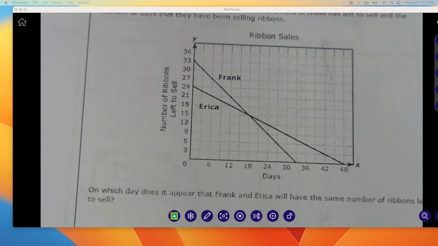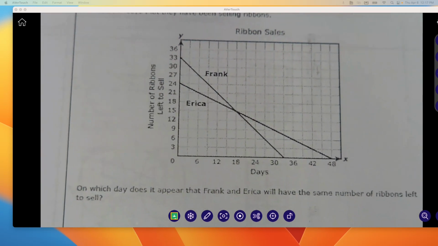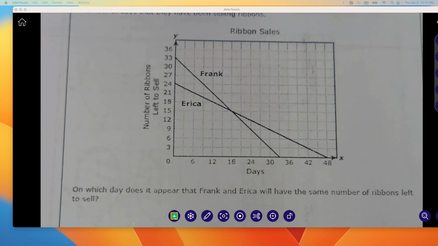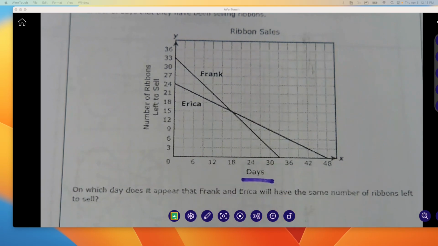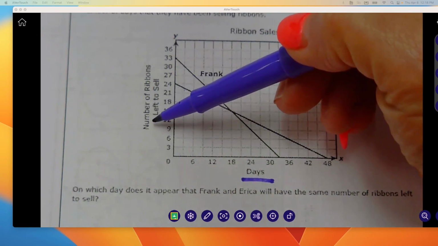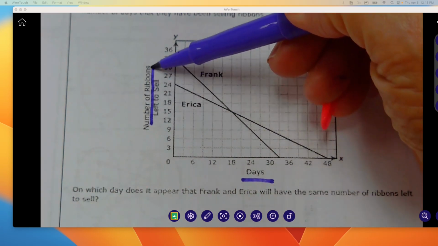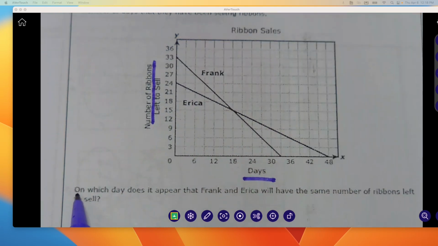Okay? So let's look at this. This is not asking you for the ordered pair. They want to know on which day does it appear that Frank and Erica will have the same number of ribbons. Okay, so this to me is even easier. So what you have to do is you have to look at how it's labeled. So the x-axis is labeled days. The y-axis is labeled number of ribbons. Okay, the question is on which day.